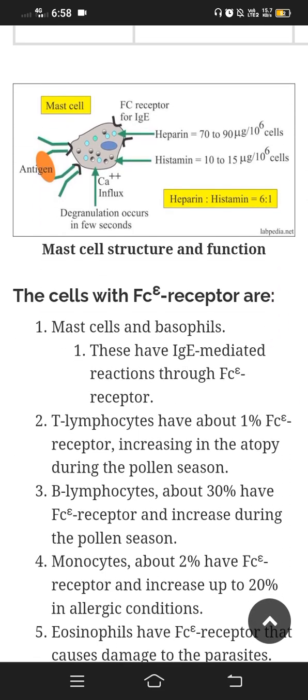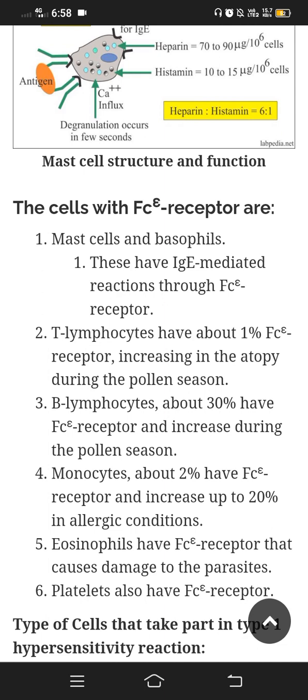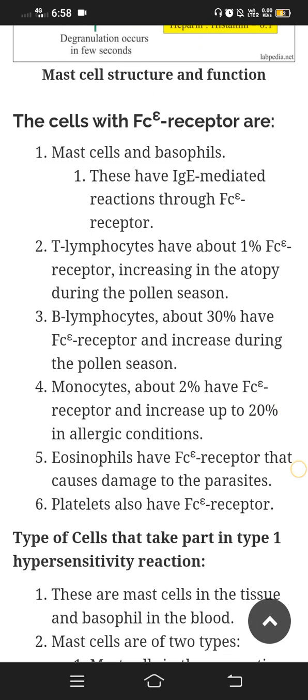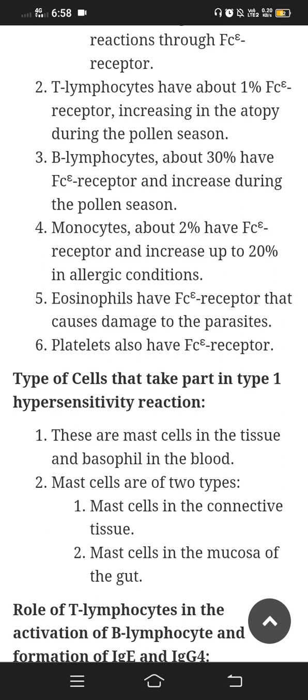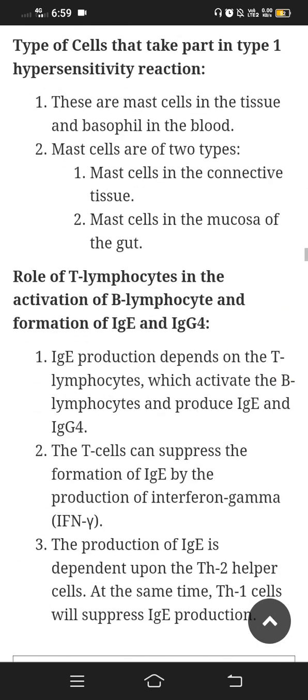The cells with Fc epsilon receptors are mast cells and basophils. They have IgE-mediated reactions to Fc epsilon receptor. T lymphocytes have about 1% Fc epsilon receptor. Also B lymphocytes, monocytes, eosinophils, platelets. There are mast cells in the tissue and basophils in the blood. Mast cells are of two types: mast cells in the connective tissue, mast cells in the mucosa.